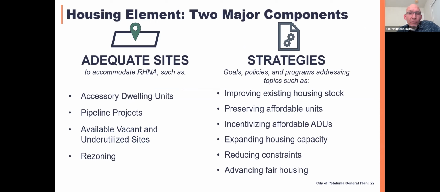So in simple terms, housing elements really just have two parts. One is to identify adequate housing sites to accommodate the regional housing need allocation, which I'll explain in more detail in a few minutes. The other major component of the housing element is the strategies to advance housing production and equity. In general terms, those are policies and programs that focus on a variety of areas, including housing preservation, housing production, and fair housing.